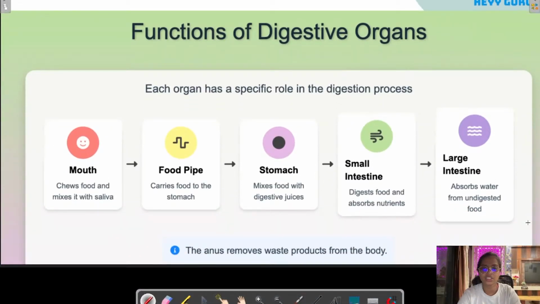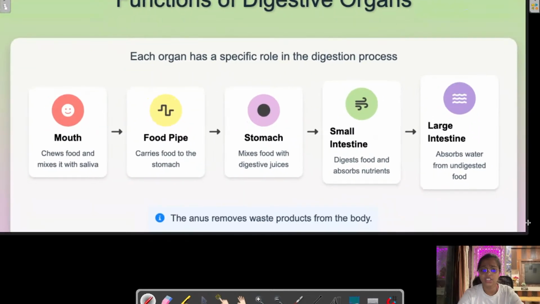Now, these are the functions of the digestive system which I already taught you. So, see what it is doing, how it is moving. From the mouth, what does the mouth do, chewing food and mixing it with saliva. Then the food pipe carries the food from your mouth to your stomach, then the stomach mixes the food with digestive juice, then from the stomach the food goes to the small intestine. And what does the small intestine do? The small intestine absorbs all the nutrition, all the proteins. Okay, then whatever the waste is in the food goes to the large intestine.